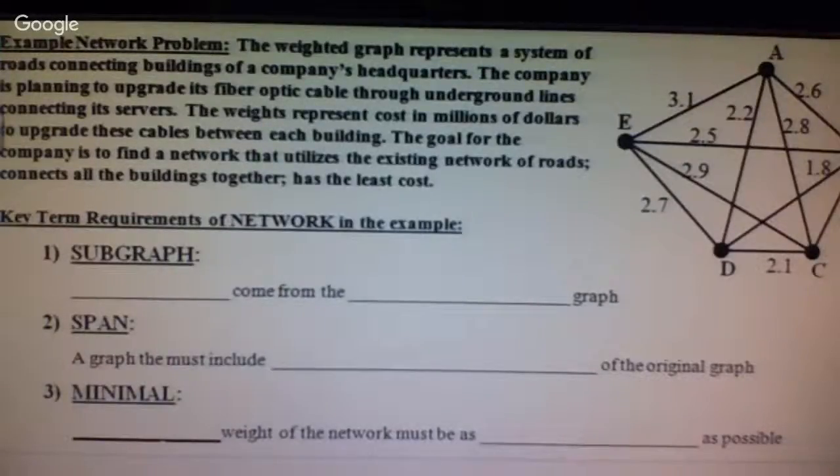So the first network that we're going to talk about is called a subgraph. A subgraph is when I have edges that come from the original graph. Okay, so in other words, we can't use anything that's not already there.